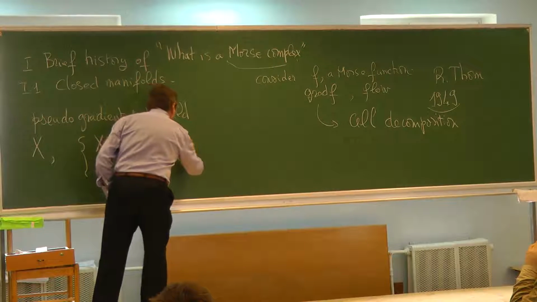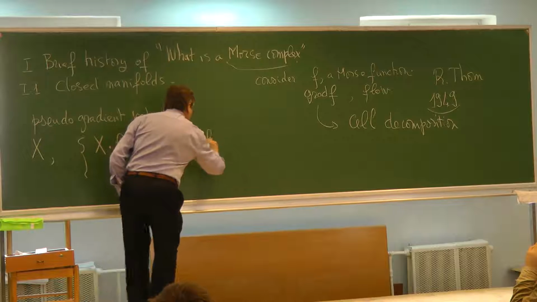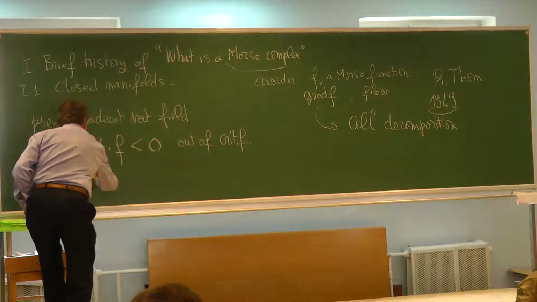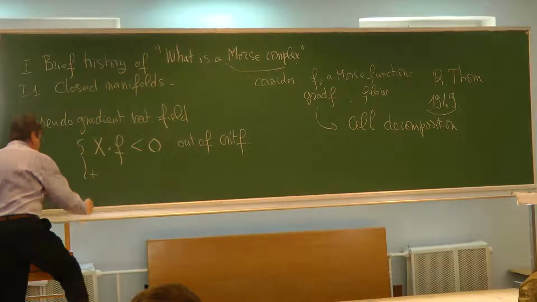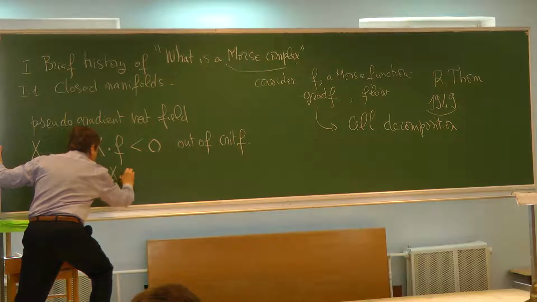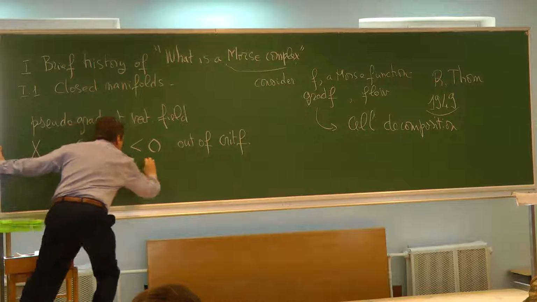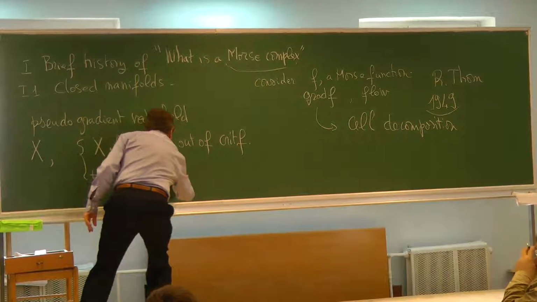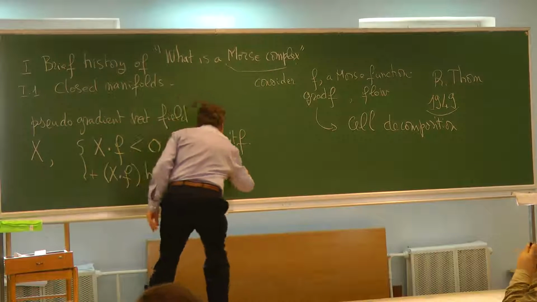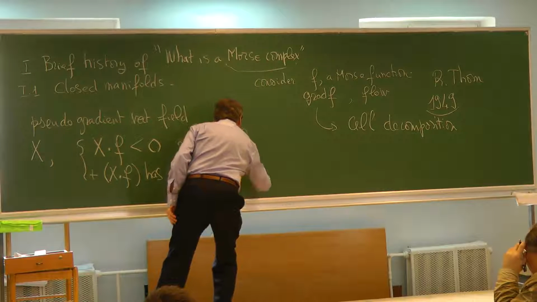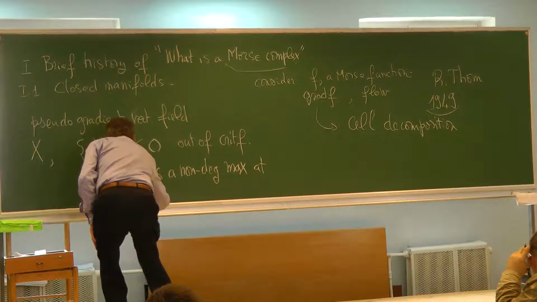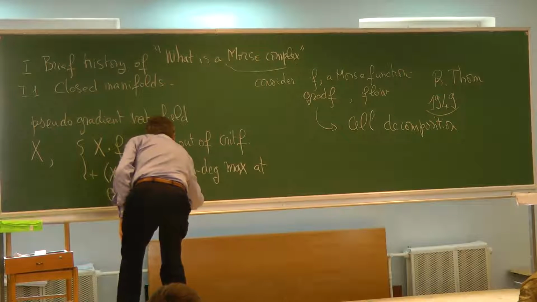I explain the sign out of the set, plus some non-degeneracy condition, which you can write like this: Xf has a non-degenerate maximum at every critical point. What does Xf mean?